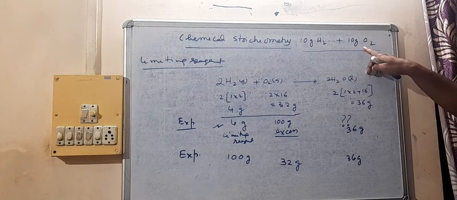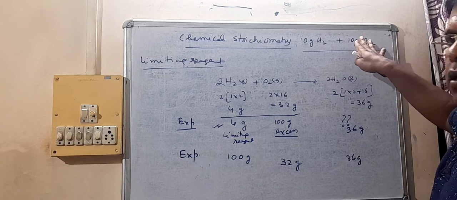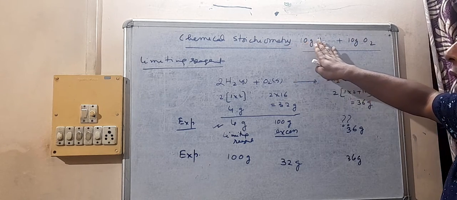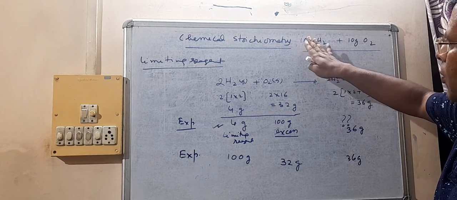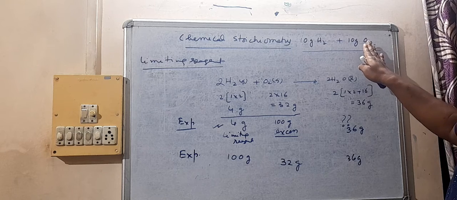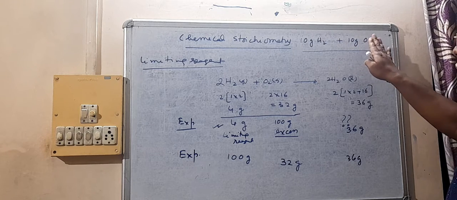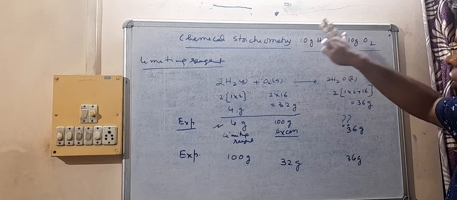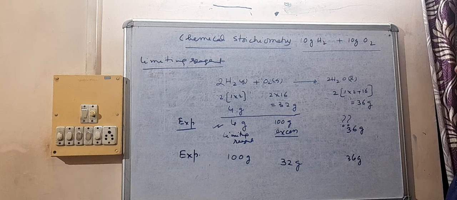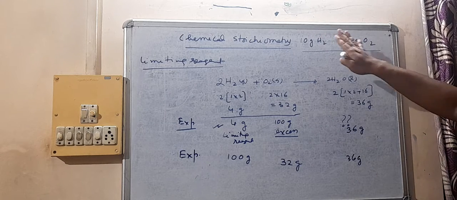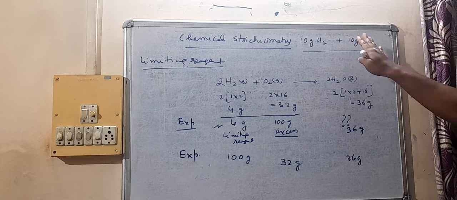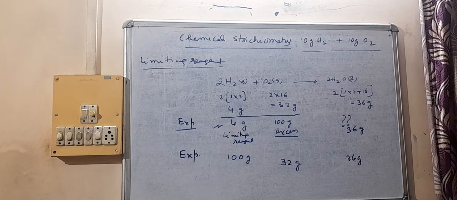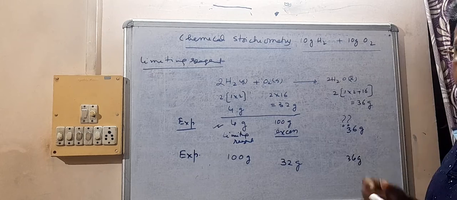Now since we do not have that much oxygen, this 10 gram of hydrogen will not completely react, because for 10 gram of hydrogen to completely react, 80 gram of oxygen is required. We have only 10 gram of oxygen, so hydrogen will remain in excess. And which one will react completely? Oxygen will react completely. So oxygen is the limiting reagent. Oxygen will determine the amount of product formed.